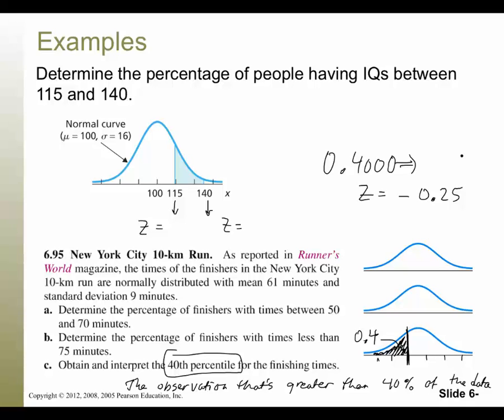So if our mean is 61 minutes, and the standard deviation is 9 minutes, how would you calculate the time in the race that's 0.25 standard deviations below the mean? What time in the race is 0.25 standard deviations below the mean of 61? You would take 0.25 of 9 and then subtract it from 61, right?